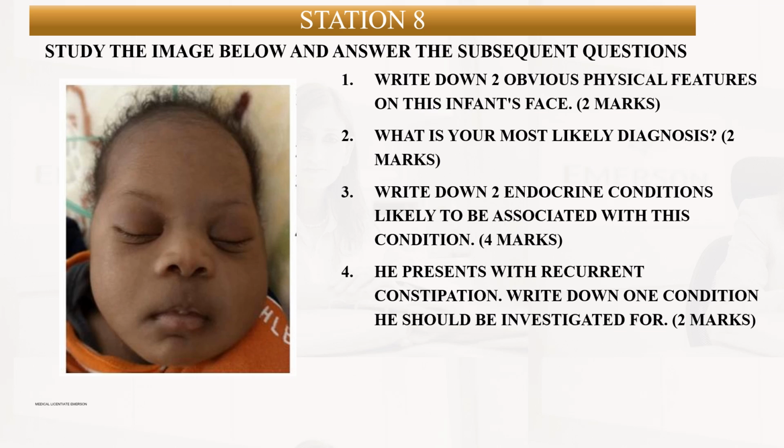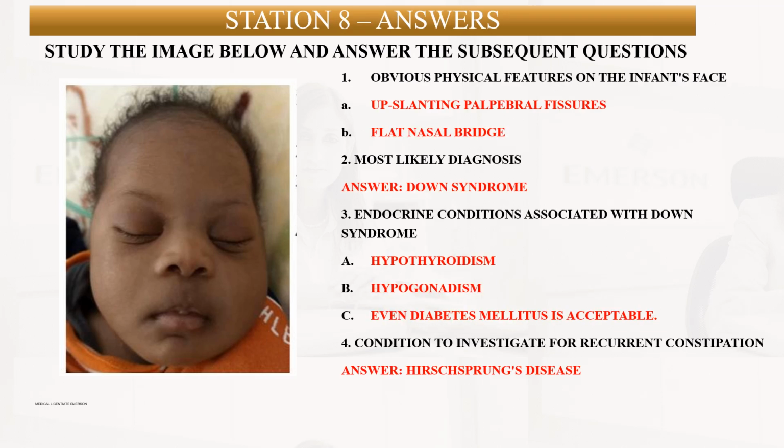Okay, so if the questions are already giving us a diagnosis, we have been told to identify two physical features on the infant's face alone. Okay, endocrine condition, most likely diagnosis. So obvious physical features on the patient's face are, of course, we have a slanting palpebral fissure. Then we can also have what we call a flat nasal bridge. So our most likely diagnosis on this one is Down syndrome.